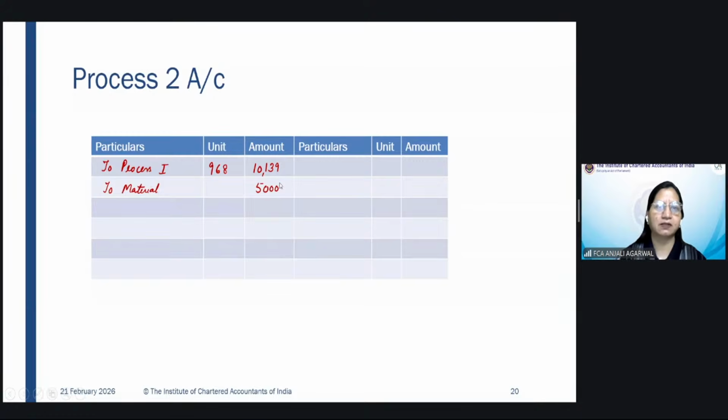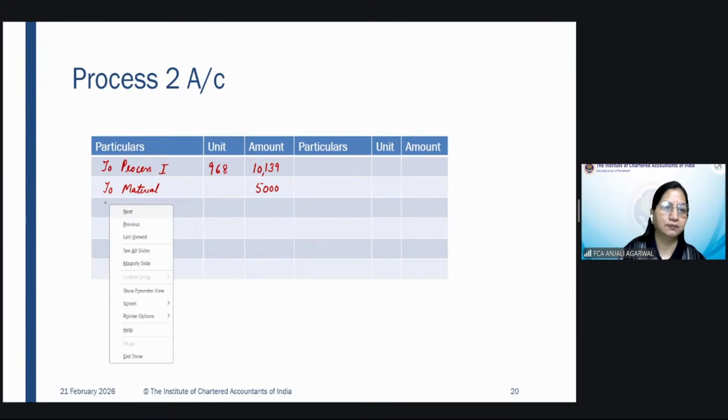It's not that when you apply material in process 2, it is nothing. The amount may be very significant. It could even be more than 10,139, but it will not entail any units. Units are the 968, which have come from process 1 on which you are going to work. So maybe you apply another material to this.